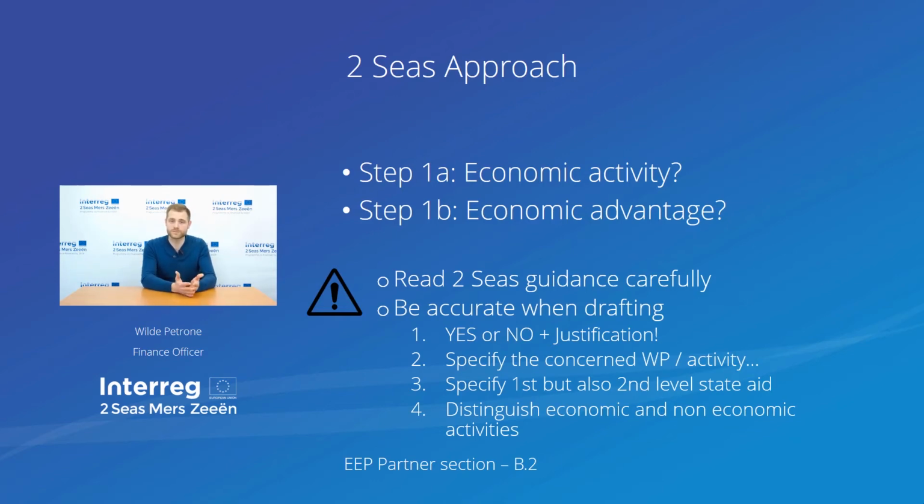There they receive a free training session, so they might receive an advantage compared to other competitors. This free training session is funded by the 2Cs program. In that case, we could imagine that there is a second level state aid. This is better explained in the 2Cs guidance, and so we would recommend you to have a look at the 2Cs guidance. Fourth point, you will also have to distinguish between the economic and non-economic activities in the framework of these two questions.